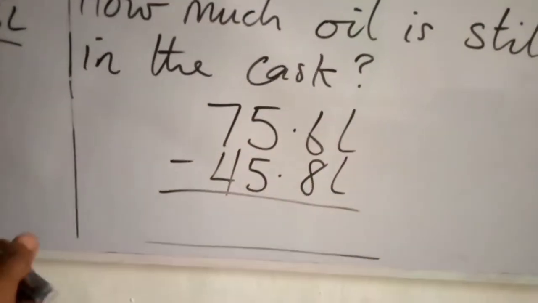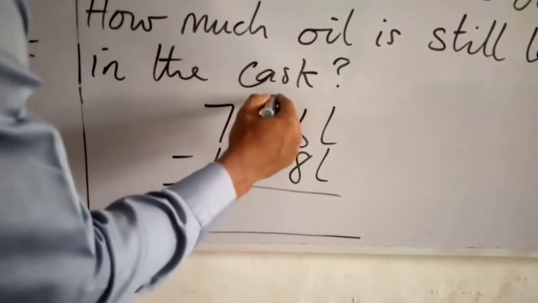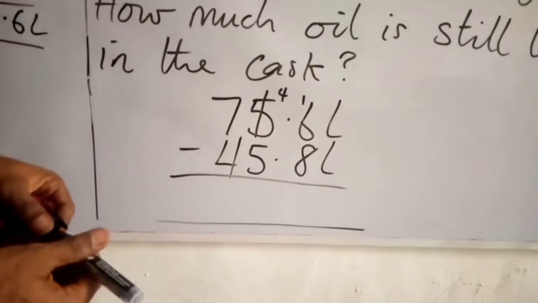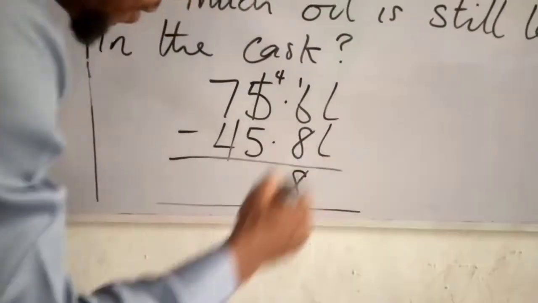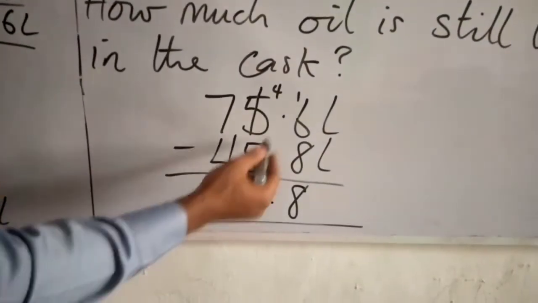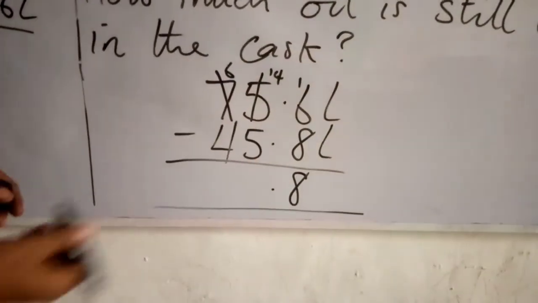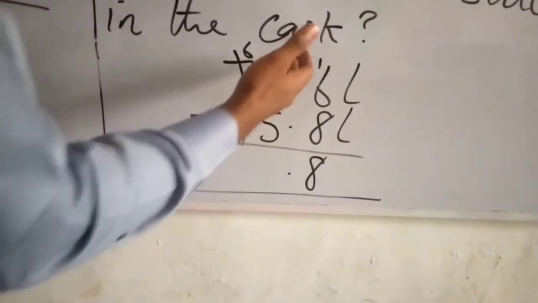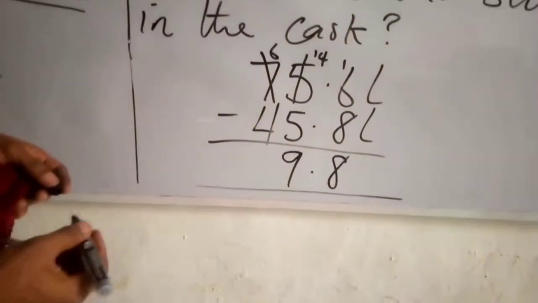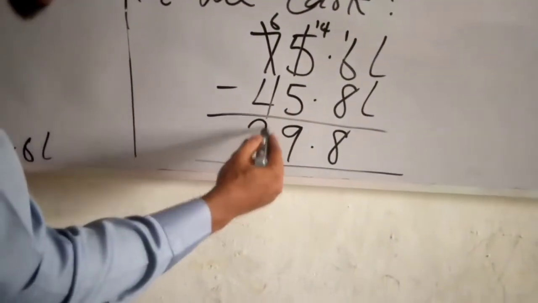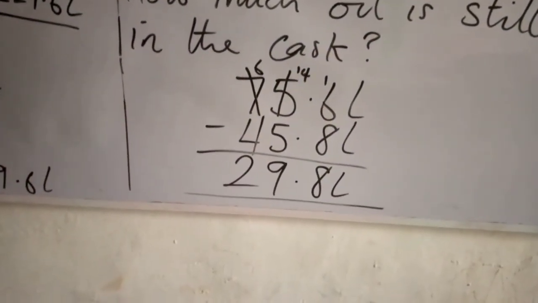6 minus 8. Remember that you cannot take out 8 from 6. You have to borrow 1 from 5. So this is 16. 16 minus 8. When you count your 16, take out 8 from it. You have 8 left. 4 minus 5. You have to borrow 1 from 7. So give it to 4, which is 14 minus 5. You count your 14, take out 5 from 14. You have 9 left. 6 minus 4 is 2. So we have 29.8 liters remaining.